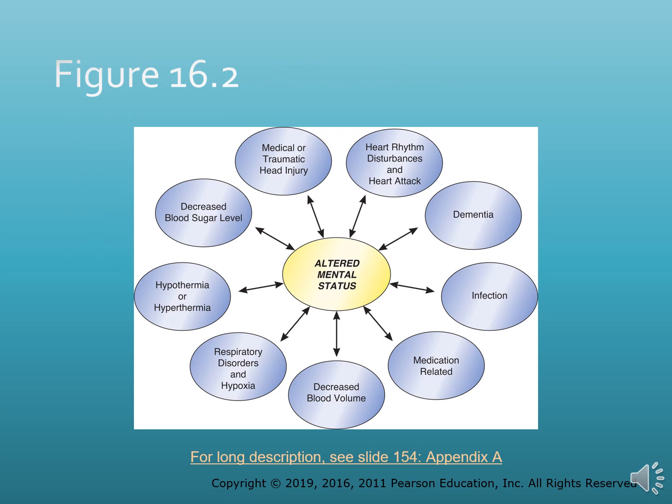So here's some common causes of an altered mental status. It could be medical or trauma injuries, heart rhythm disturbances and heart attack, dementia, infection, medication related, decreased blood volume, respiratory distress or disorders and hypoxia, hypothermia or hyperthermia, decreased blood sugar levels, and so forth. So here's just some common causes of them.